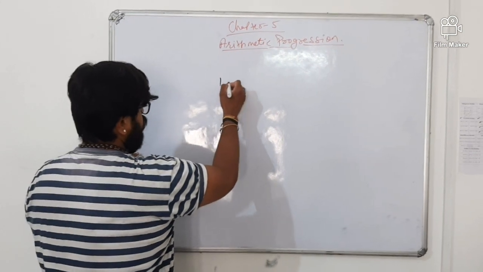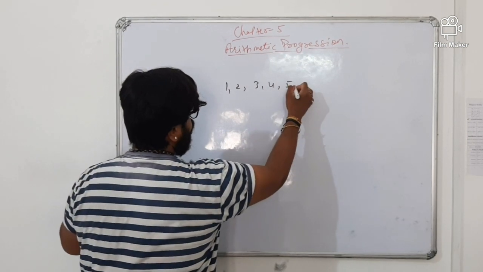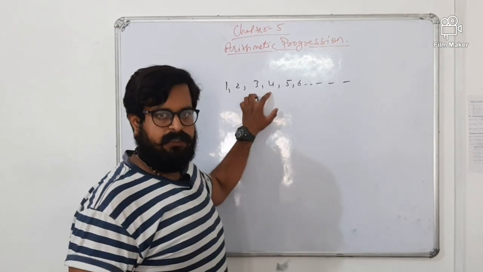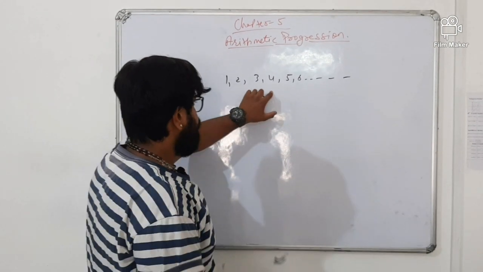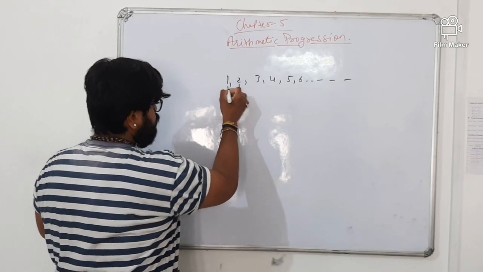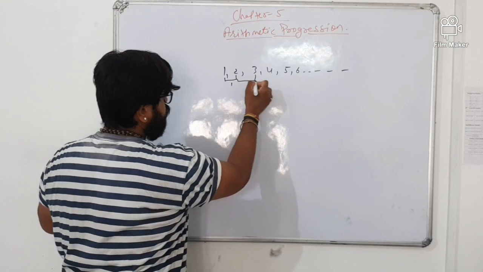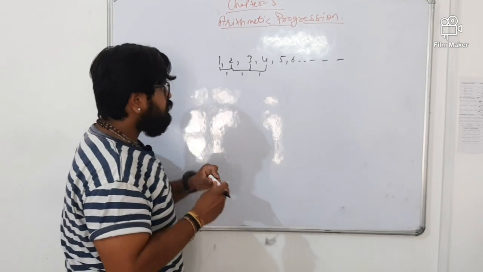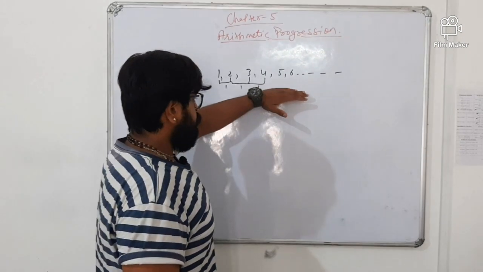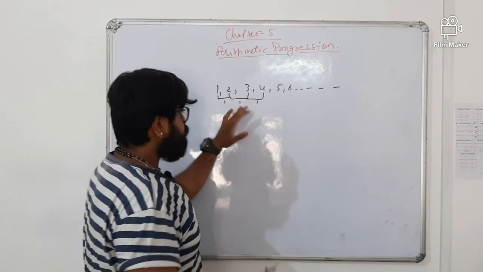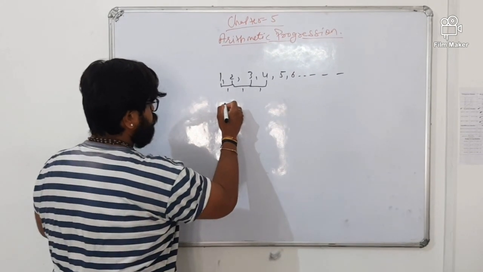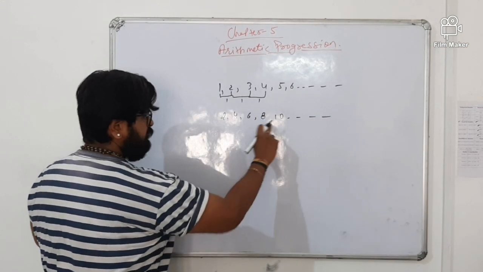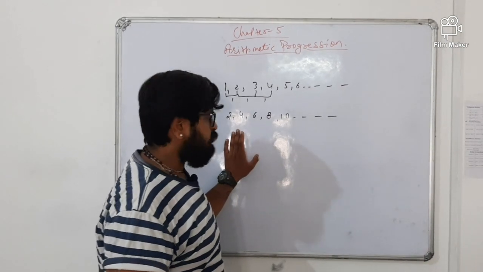Suppose we see 1, 2, 3, 4, 5, 6. The numbers are continuous, so these numbers can be said to be in a series. But as we see, the difference between these two numbers is 1, and the difference between these two numbers is again 1. The difference between the numbers is the same, the difference between all the numbers is equal. Now if we take an example, 2, 4, 6, 8, 10, these numbers can also be said to be in a series or sequence.